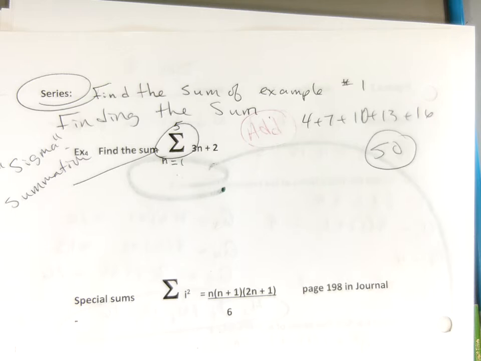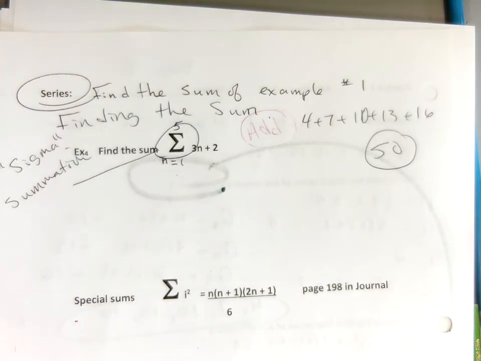Okay, I'll say it again. This means add them up. Add what up? Well, we got to make it. Plug in 1, plug in 2, plug in 3, plug in 4, plug in 5. Add them up. That's why having a calculator is helpful, right? So let's make the first 5 terms and then add them up.